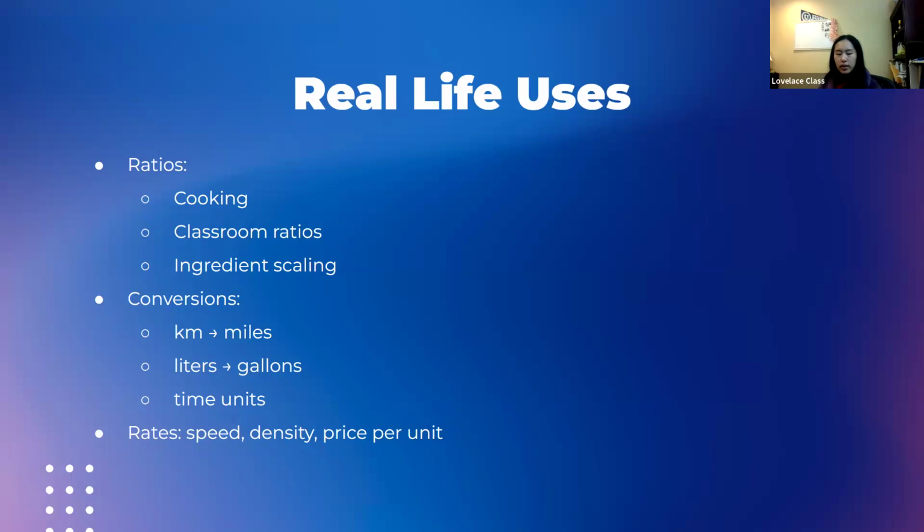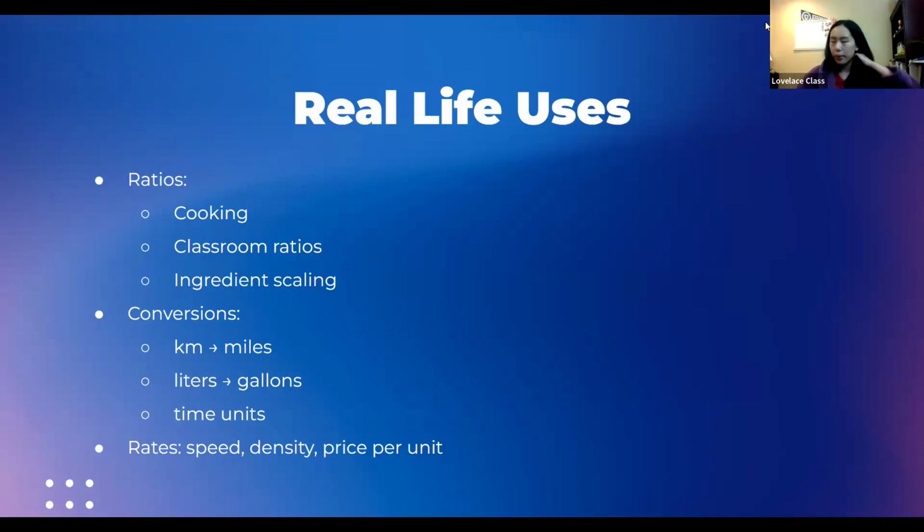And then rates, common ones are speed, density, and price per unit. So if something costs $2, right? So these are the real life usages of everything that we do. And they're very applicable. I think this is probably going to be the thing that is most commonly used out of everything that we talk about. So, yeah, let's start off with definitions.